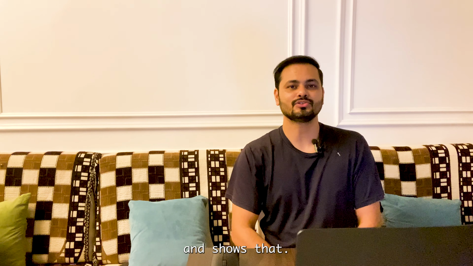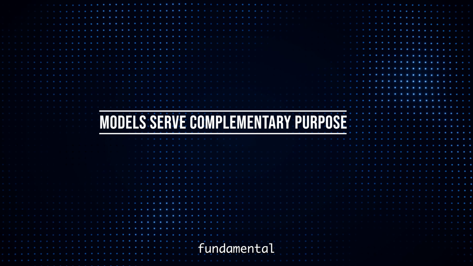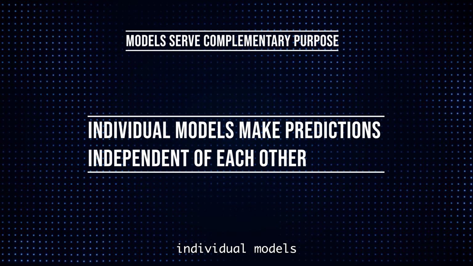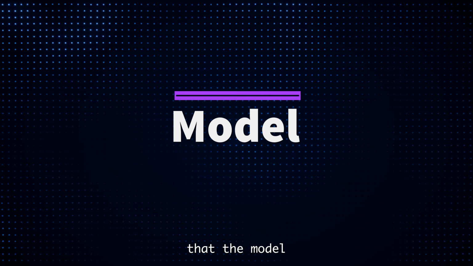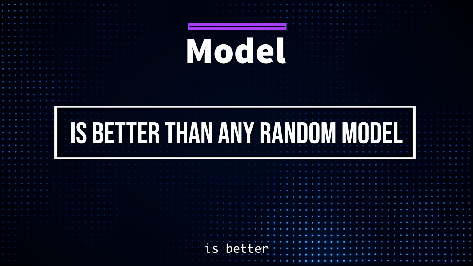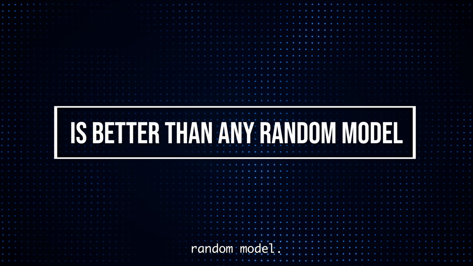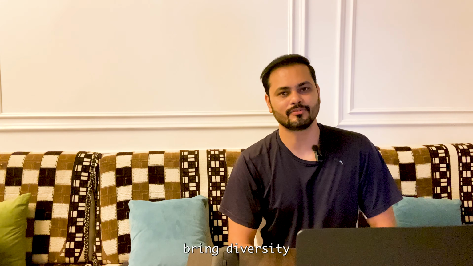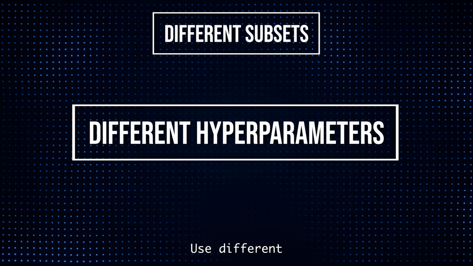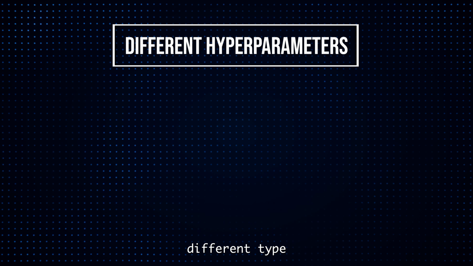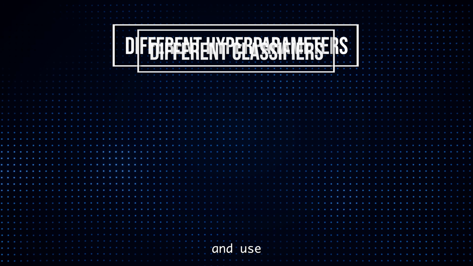Diversity ensures that models serve complementary purposes, which means that individual models make predictions which are independent of each other. Acceptability implies that the model which has been created is better than any random model. This is a pretty lenient criterion for each model to be accepted in the ensemble. There are a number of ways you can bring diversity into your model: use different subsets of training data, use different hyperparameters, use different types of classifiers, and use different features.